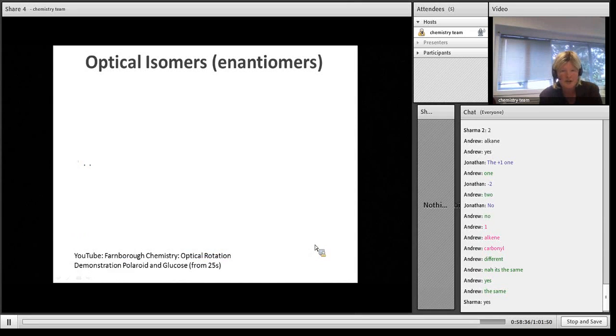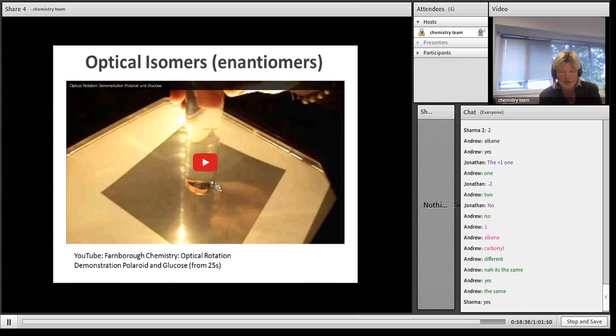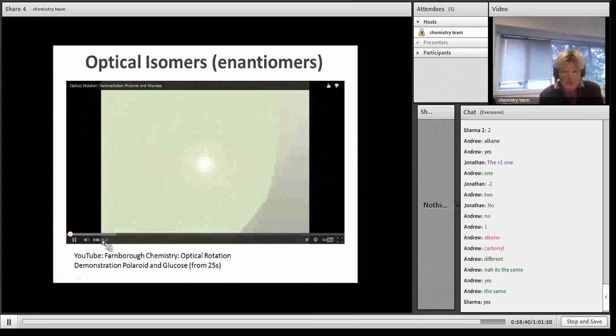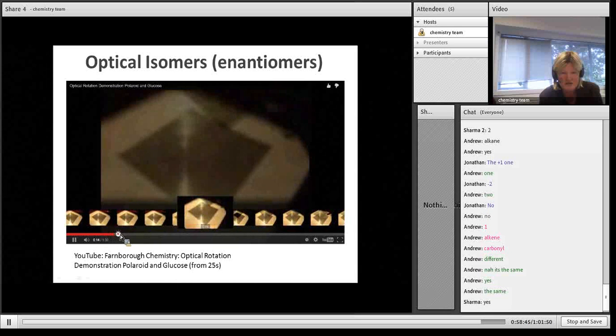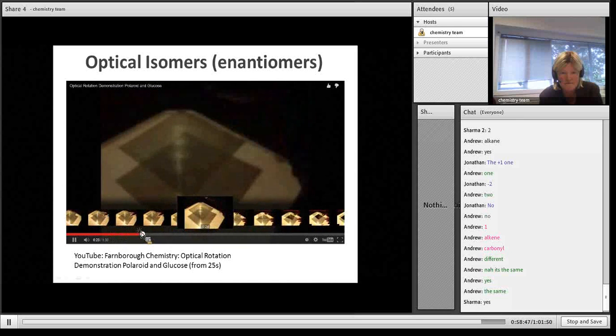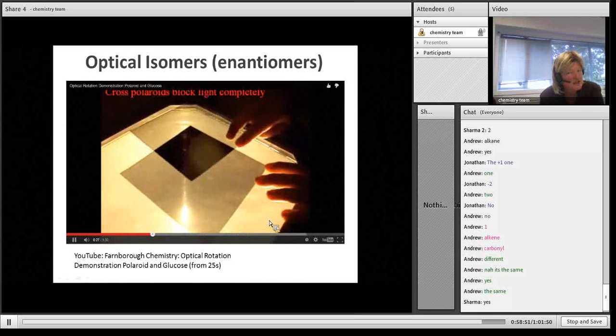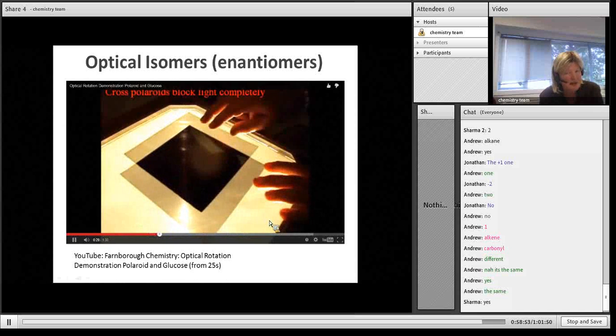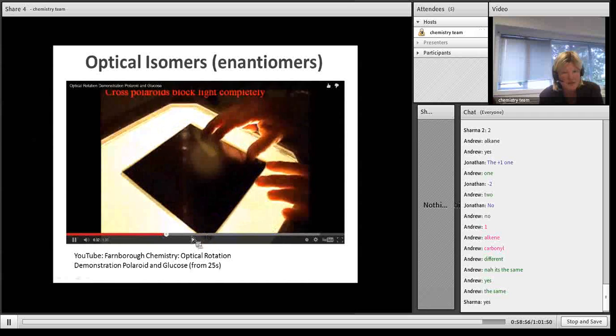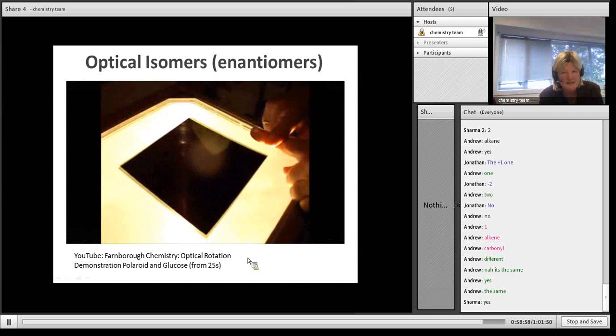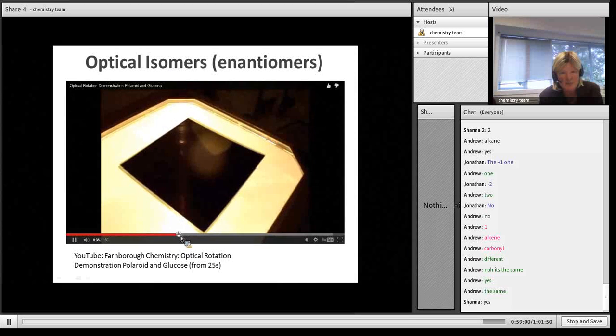So very briefly, I'm going to show this, and then most probably we're at our end. I'm going to take it from 25 seconds. So what can you see? Those are two Polaroid sheets. Can you see how it blocked off the light? So what they're going to do now is, and I'm just going to hurry it on a bit.